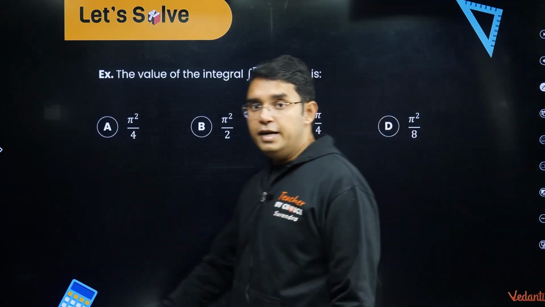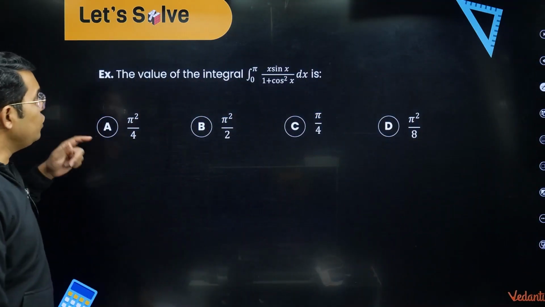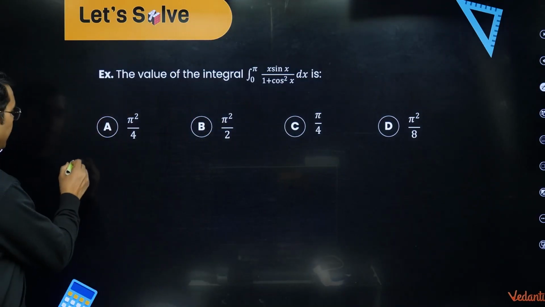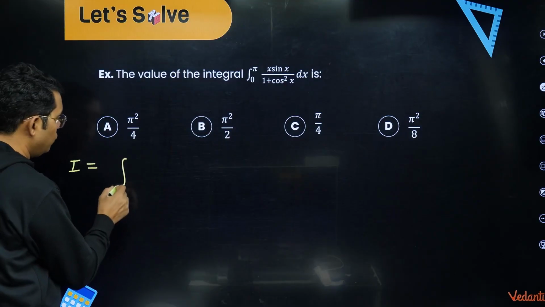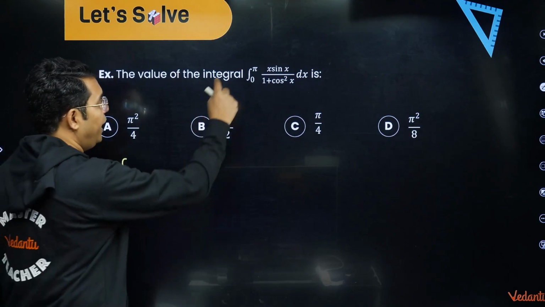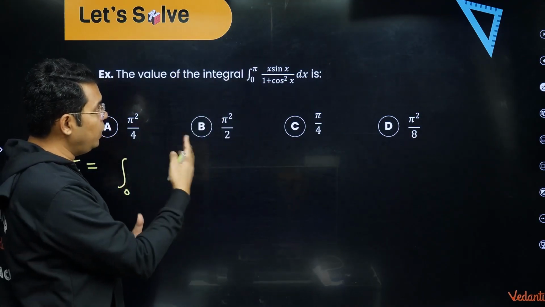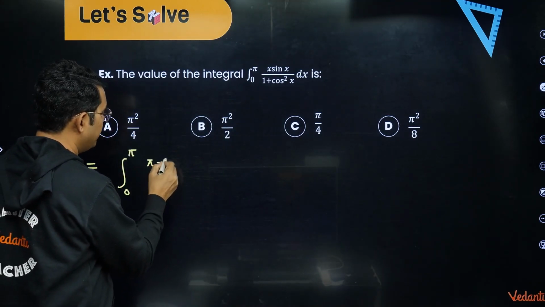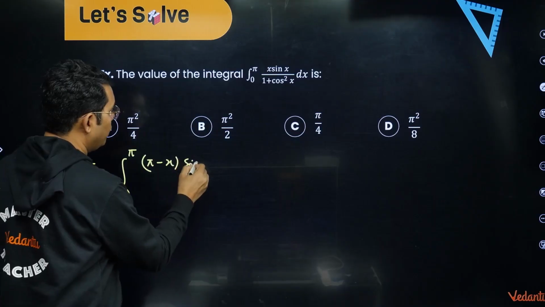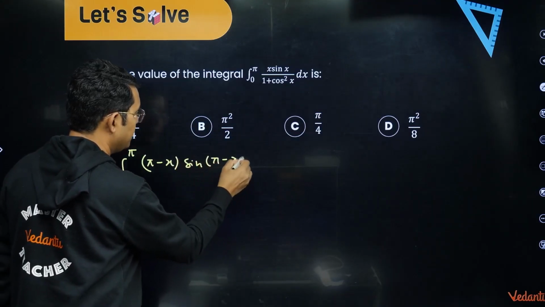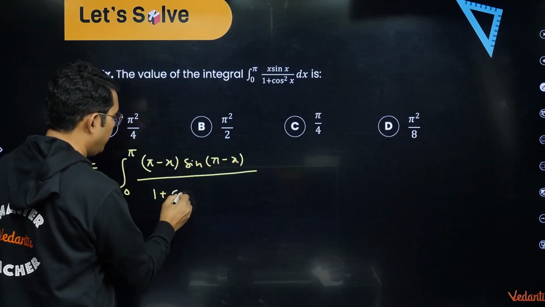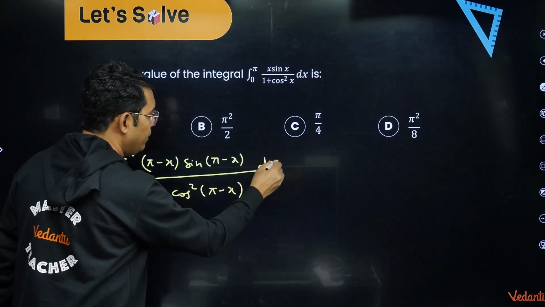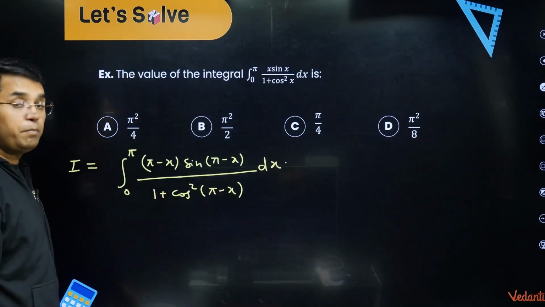The value of the integral 0 to pi x sin x upon 1 plus cos square x dx. Now, this question again is based on King's rule. What is King's rule? Where we add the two limits 0 and pi. So 0 plus pi is pi, and we write x as pi minus x, and sine also pi minus x, and cos also pi minus x. So everywhere, wherever x is written, we will be replacing that x by pi minus x.